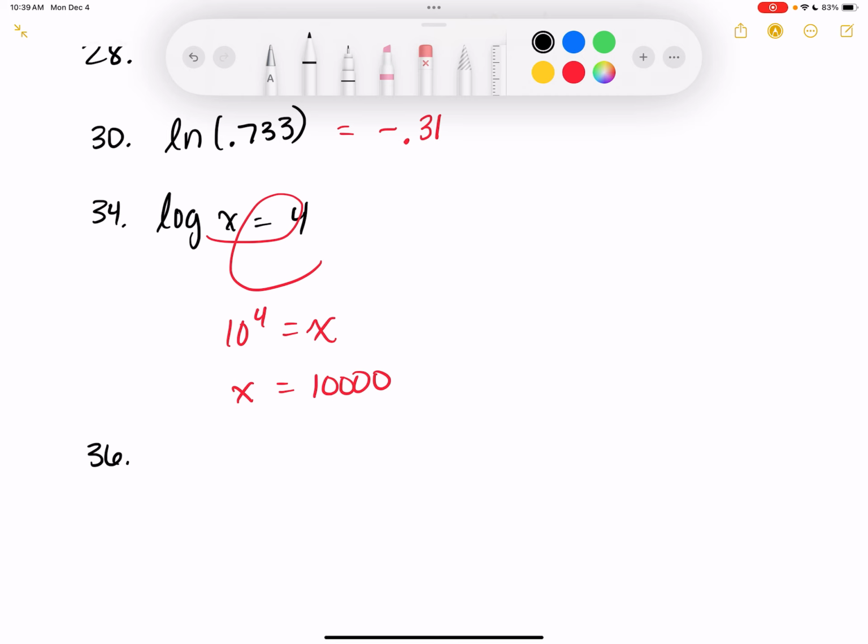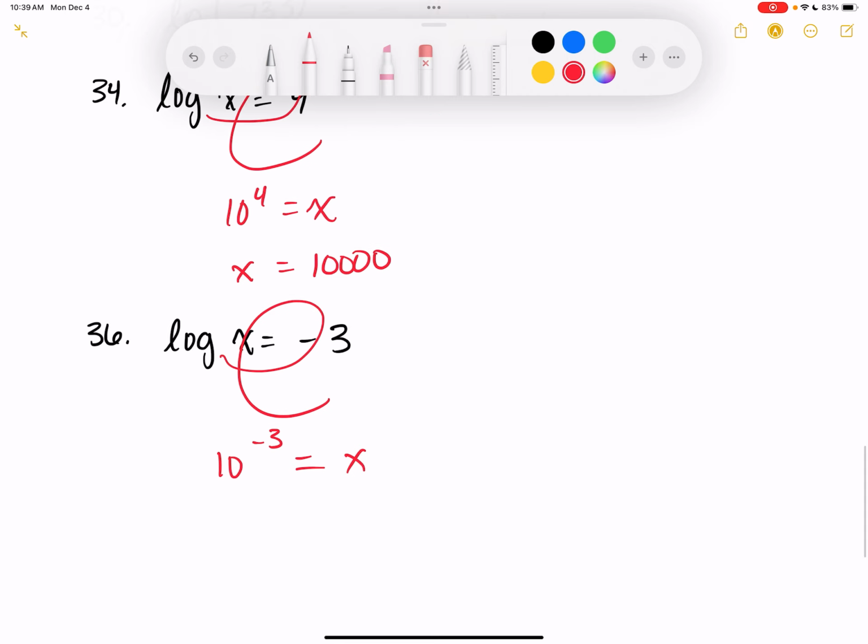All right, 36. Log of x is equal to -3. So we've got, again, the e. 10 to the -3 is equal to x. So what is that? 1 over 10,000. 1,000. Darn it. 1 over 1,000. Or you could write it as 0.001. Either way would work.